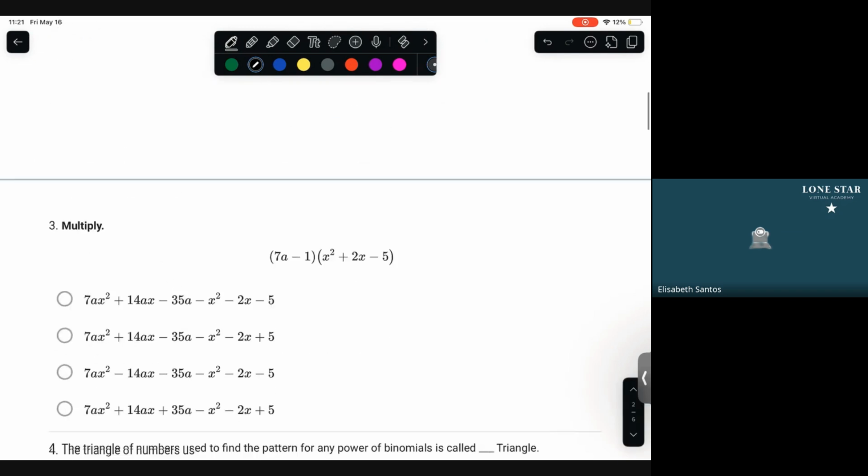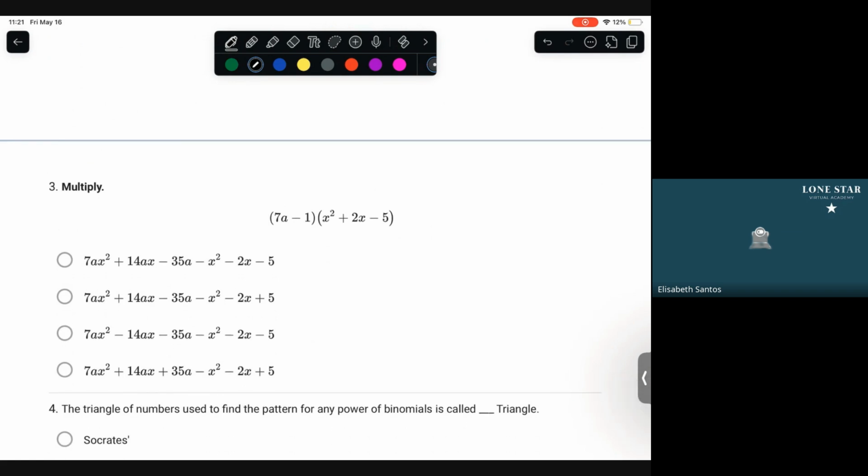Okay, so number 3, now we're multiplying. And to multiply polynomials, we're going to double distribute. So I have the 7a, and we're going to multiply with the x squared. We're going to multiply with the 2x and the minus 5. So what do we get? We get 7ax squared, and 7a times 2x is plus 14ax. 7a times minus 5 is negative 35a.